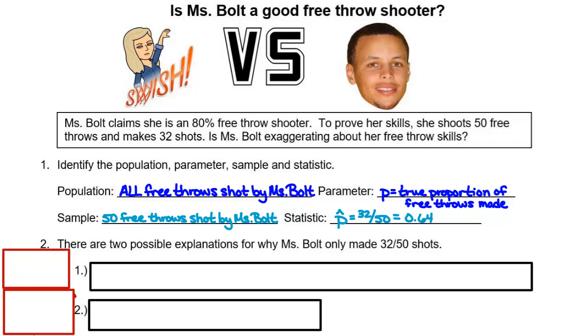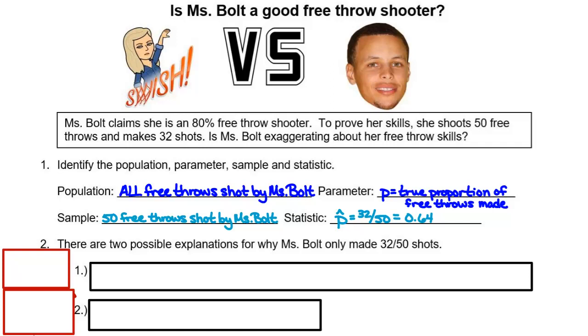Is this sample proportion, this p hat, supporting my claim that I am an 80% free throw shooter? Did I do better or worse? Worse. A little bit worse? Much worse? A little bit.